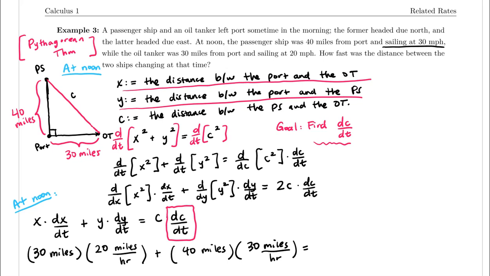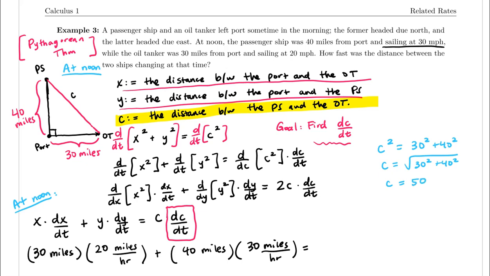Now, in this snapshot moment, we want to figure out c, which represents the distance between the passenger ship and the oil tanker. And in this picture, we don't actually have the numerical value for c at noon, at that exact moment in time. However, we can solve for it using the Pythagorean theorem. So the relationship is that c squared is equal to 30 squared plus 40 squared. If I take the square root of both sides, and if you solve this, this ends up being 50.